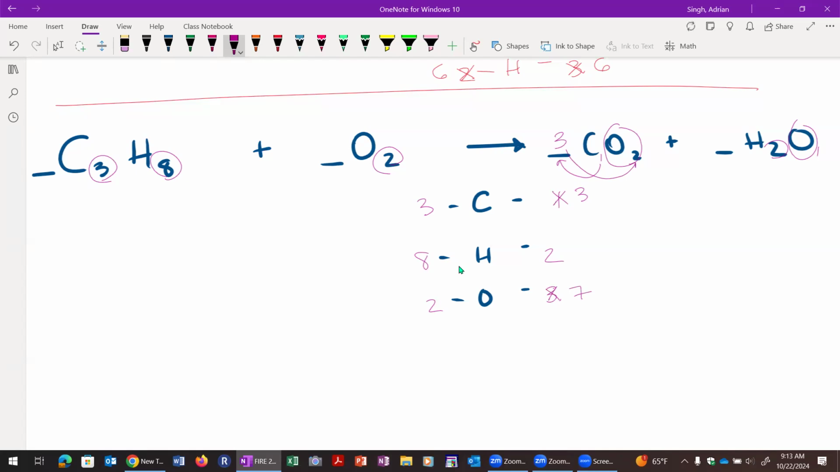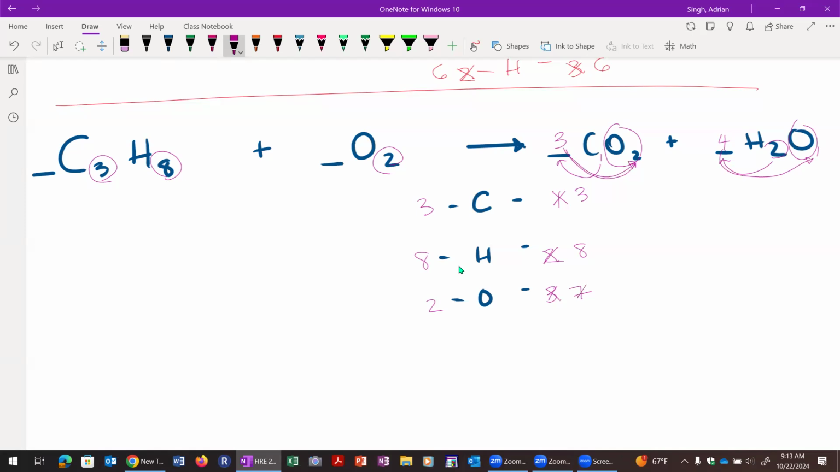H's now. So I have 8 H's on the left. I need to make 8 H's on the right. So I have 2 originally. 2 times something gives me 8. So that should be 4. So 4 times 2 is 8. But now I've also changed my oxygens. Right? So now I've made 4 times 1, 4 O's plus the 6 from over here.